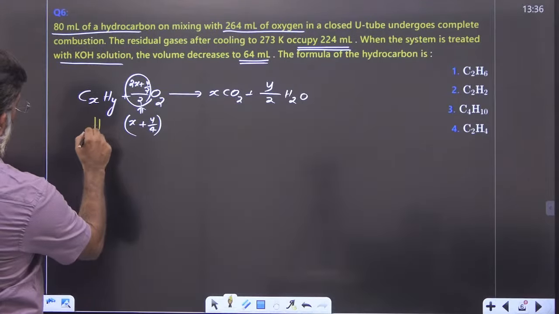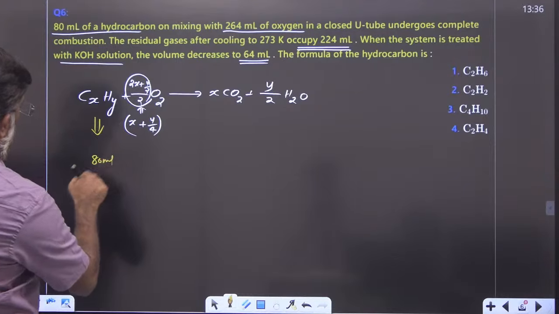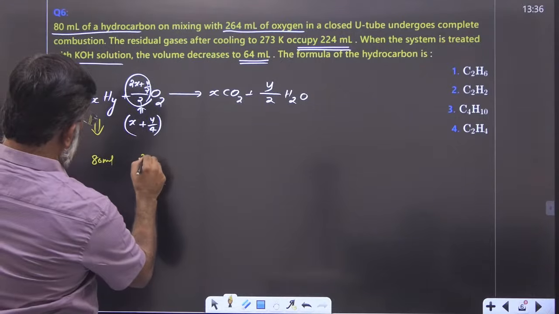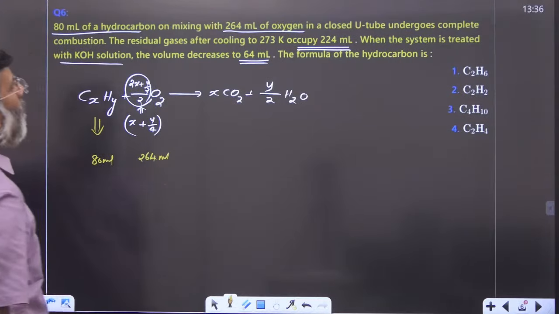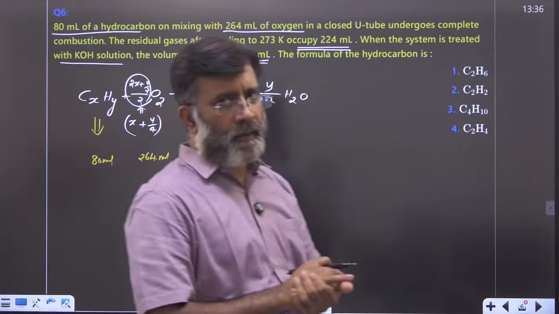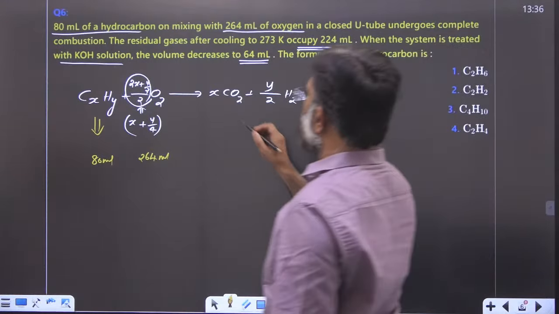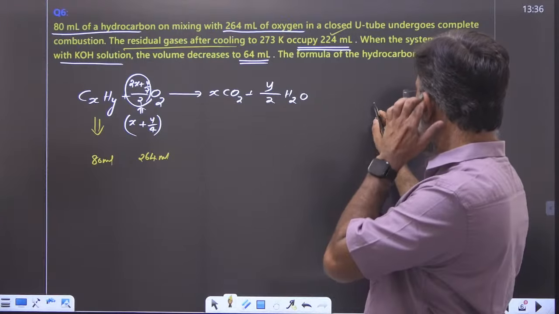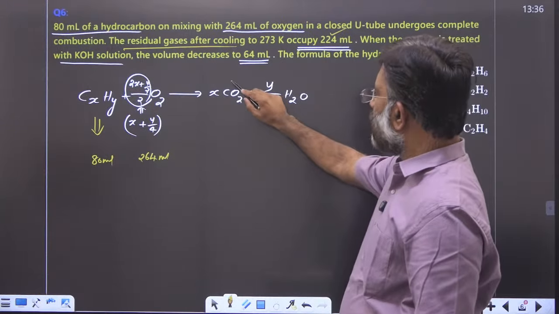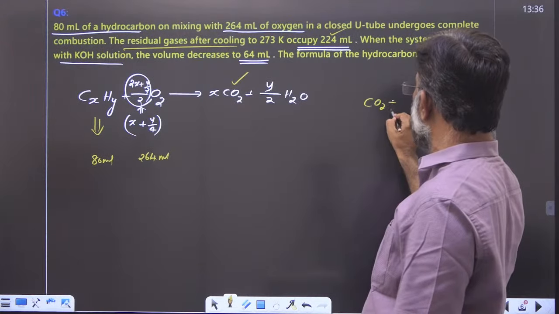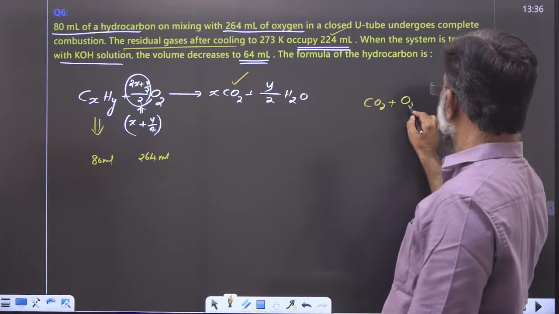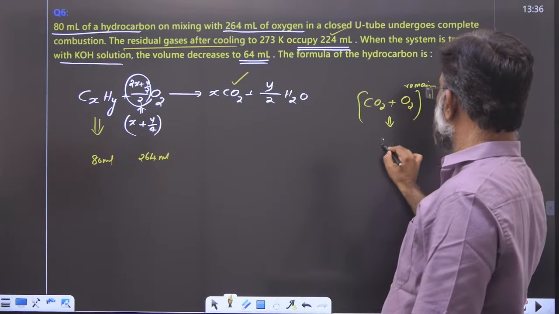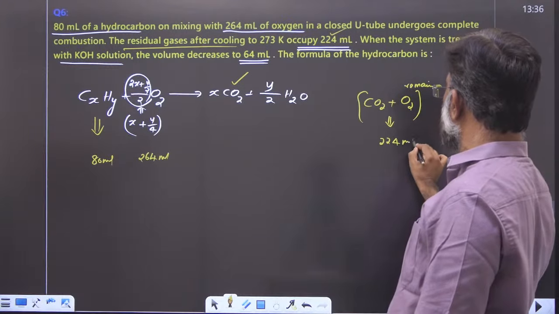Now, the hydrocarbon taken is 80 ml. Oxygen taken is 264 ml, and it is allowed to burn. The residual gases after the reaction, it is 224. That means after the reaction you have CO2 and remaining O2. CO2 plus O2 remaining is equal to 224 ml.